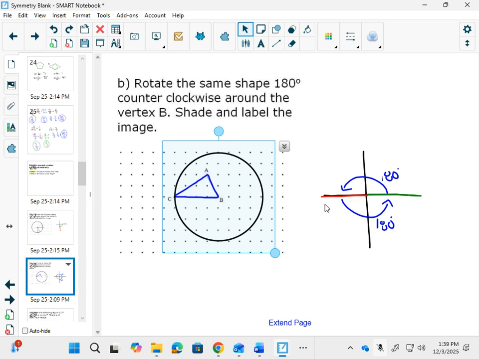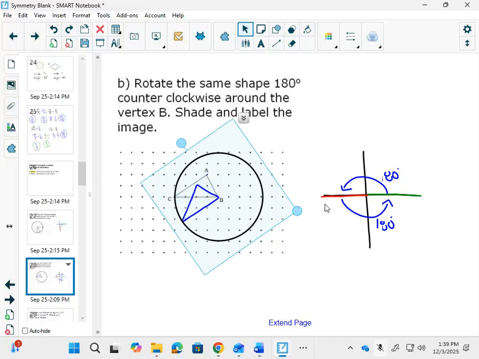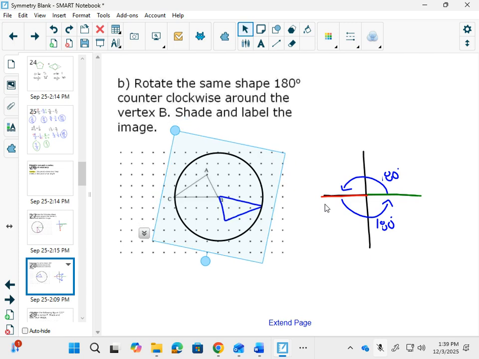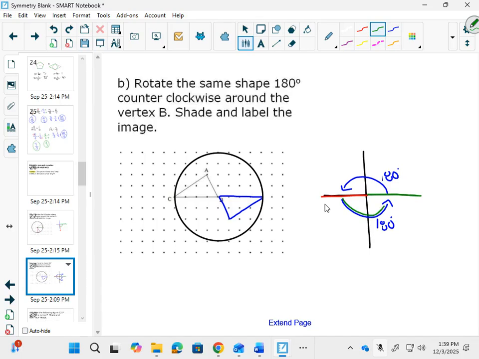Now, 180 counterclockwise. So if I start up here and hold this button, I'm going to need to go, there's 90, there's 180. And I did this one here. So the red line ended up being the green line.